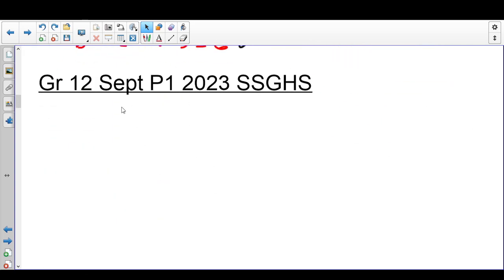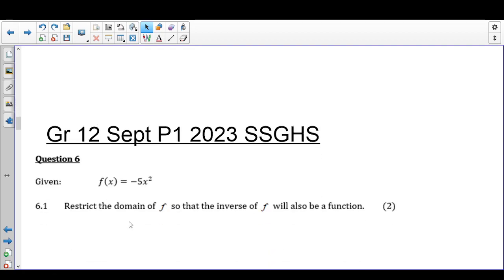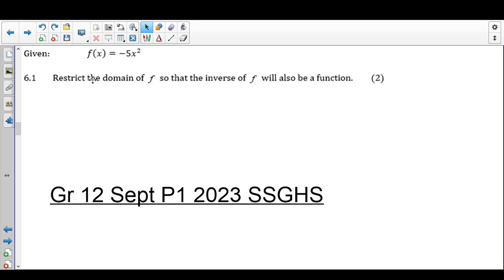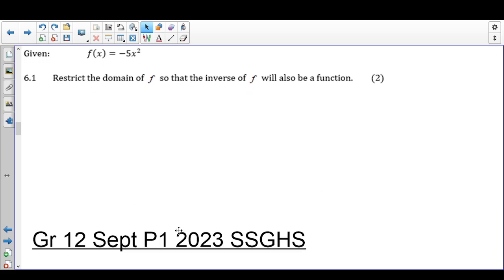Let's look at the next question. Question 6. In question 6.1, you are given f of x equal to -5x squared. Restrict the domain of f so that the inverse of f will be a function. So if we're looking at this graph here, what do we do?